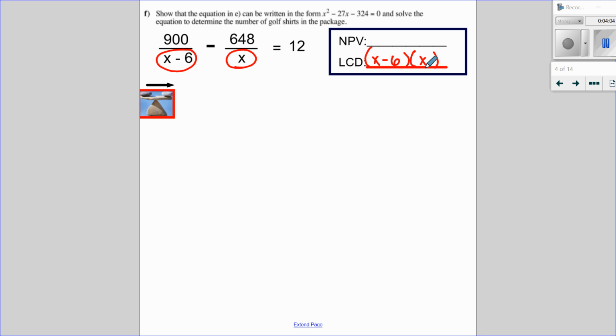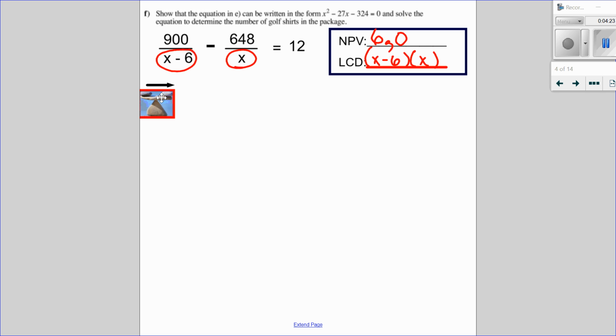So the lowest common denominator, 1 of each factor. Non-permissible values. What value of X would cause us to divide by 0? Well, 6 take away 6 is 0, so I can't have 6. And if I replaced X with 0, that would also cause me to divide by 0. So that is my non-permissible values.